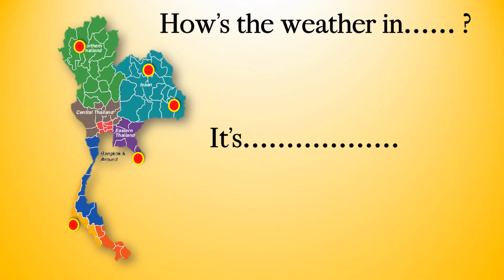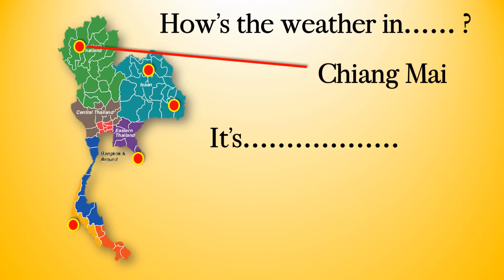Okay, I'm sure you all know where this is. It's Thailand. So, let's ask the question. Look at the name of the place and then we will answer by looking at the picture. And if you can remember the word, you say the weather word. So let's look at number 1. How's the weather in, where's this? Do you know?